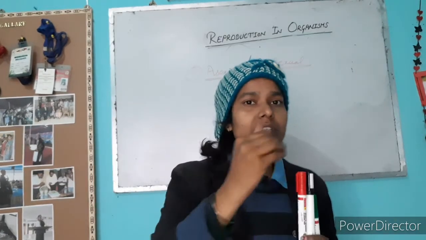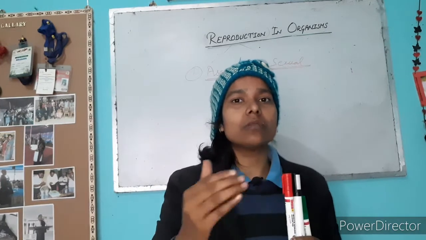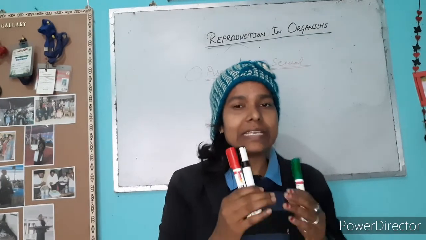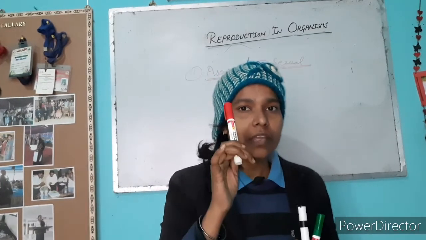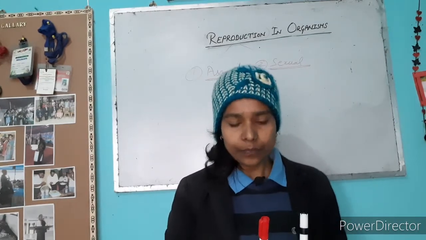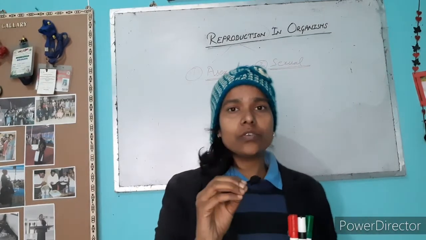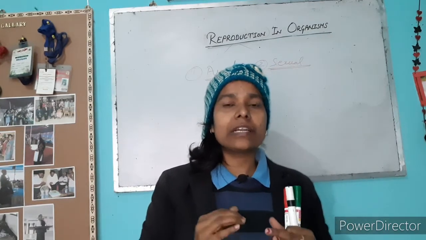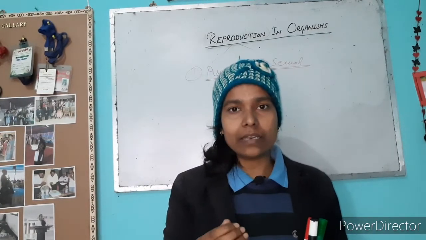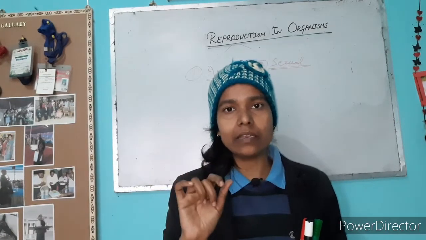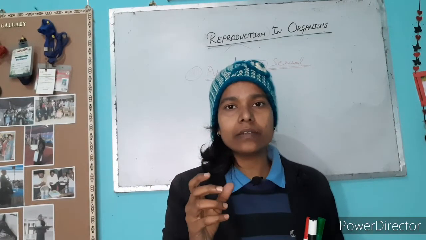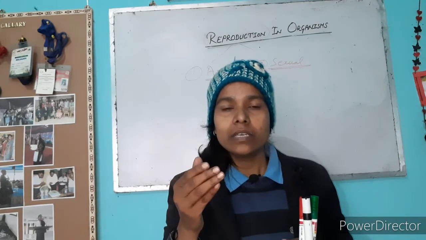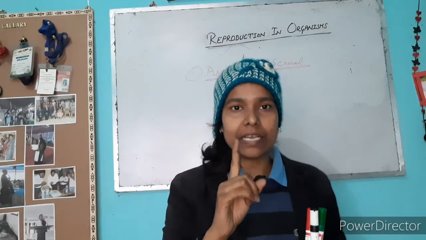This kind of reproduction is known as the sexual mode of reproduction, and in asexual reproduction only one parent is needed. Let me tell you one fact about biology: if you write A or N before any word, it means one.